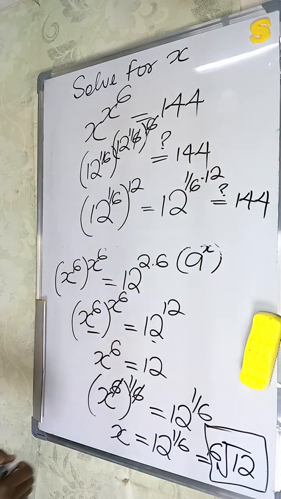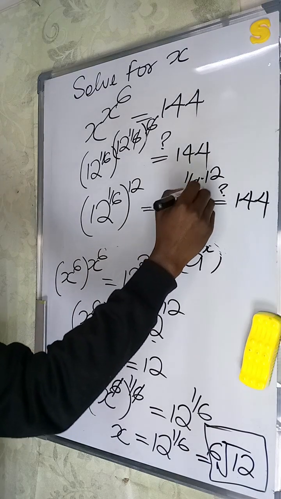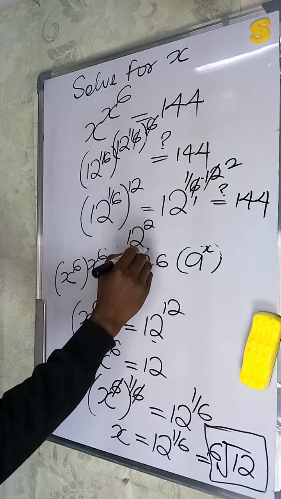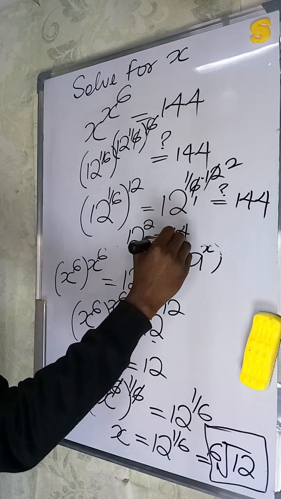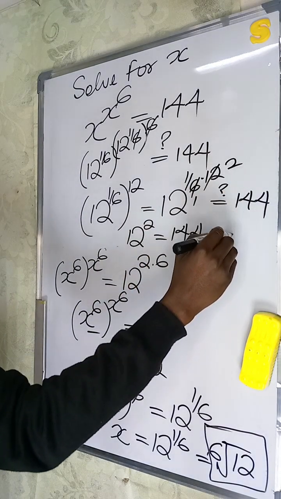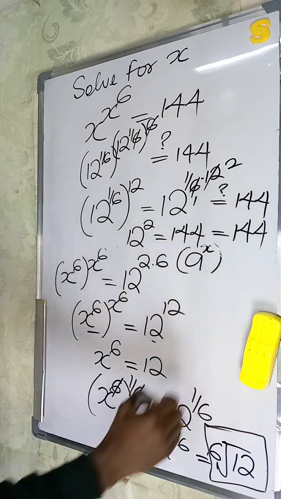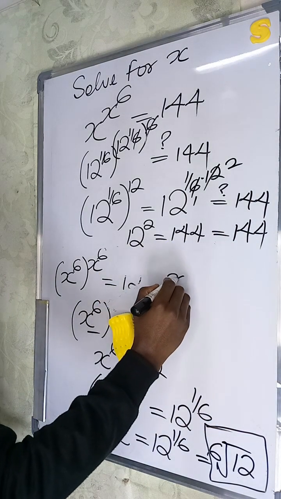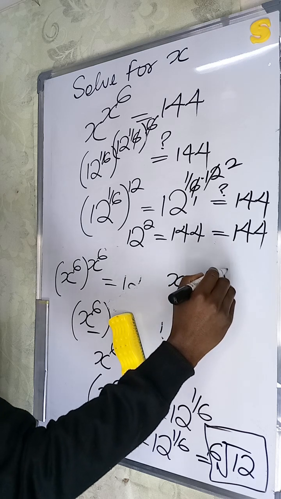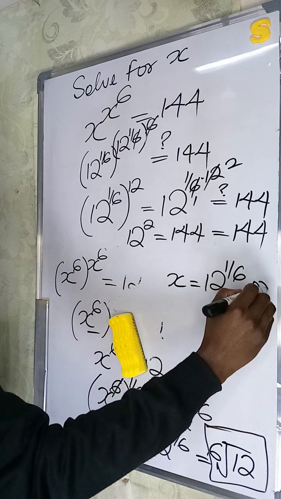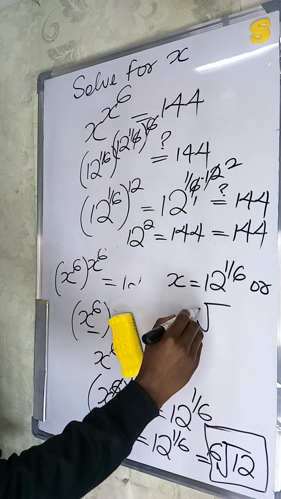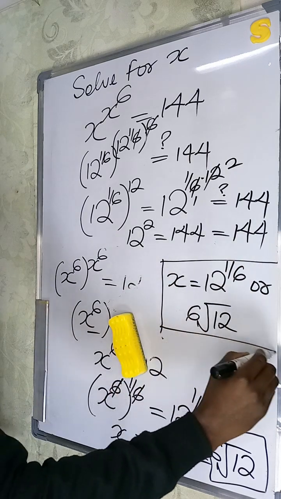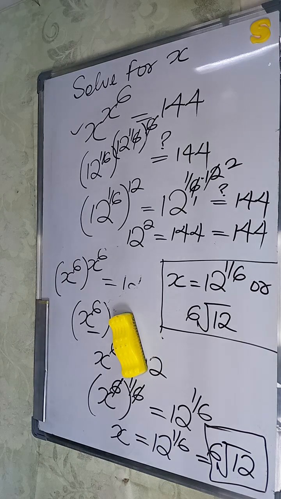Let's find out. This is going to give us 12 here 1, 12 here 2. So 12 to the power of 2, which is equal to 144, is equal to this 144. So that tells us that the value of our x, which is equal to 12 to the power of 1 divided by 6, or the 6th root of 12, is the solution to this expression given to us here.